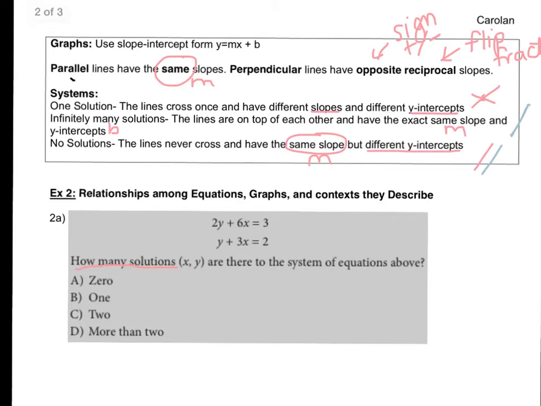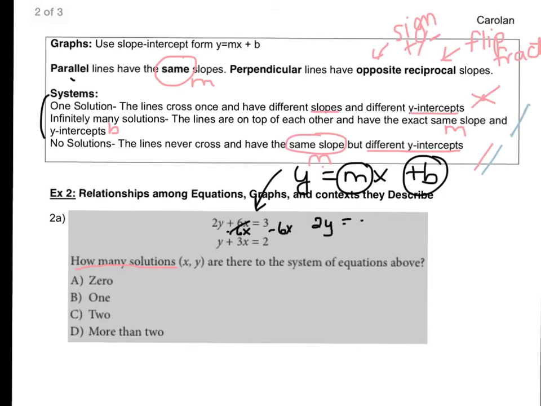So when we look at these two equations, in order to figure out if they have the same slopes and the same y-intercepts, my advice is to put those equations in slope-intercept form. Then we'll immediately be able to tell the m, we'll be able to tell the b, and we'll be able to make our decision. So, the first equation, we have to get rid of the 6x first, to the other side. So it'll be 2y equals -6x plus 3. One more step, divide everything by 2, and we have y equals -3x plus 1.5, or 3 over 2.